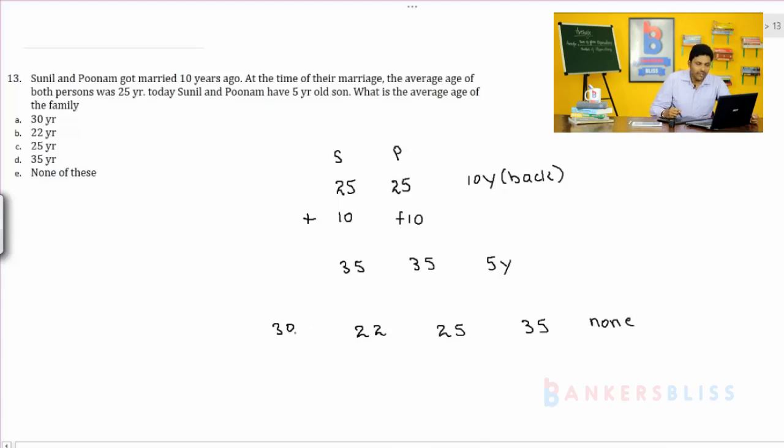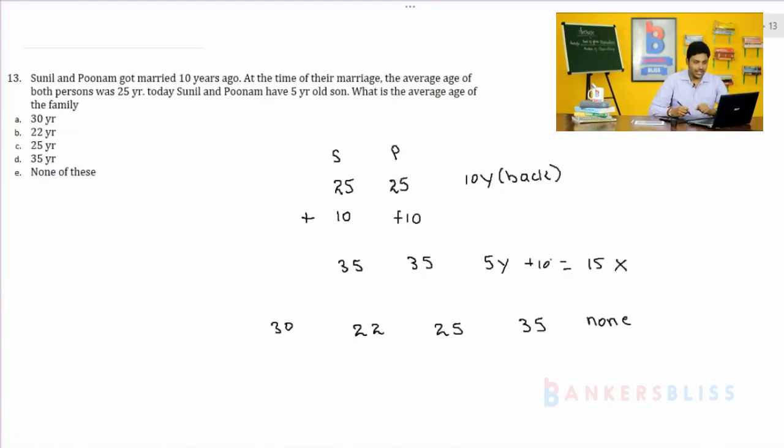If 30 is the average, let us consider 30 is the average. Then Sunil has to give 5 to his son. So Sunil is going to become 30, Poonam is also going to become 30, both are giving 5, so altogether they are giving 10 and the age of the son is 5, so 10 plus 5, 15, which is not equal to 30. So the average age cannot be equal to 30. Also 35 cannot be the answer because Sunil is 35, Poonam is 35, obviously the son cannot become 35.